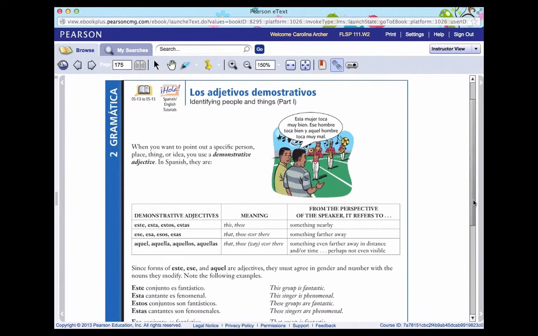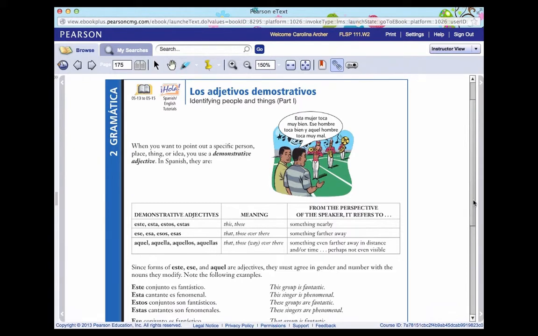Okay, so we are going to also cover los adjetivos demostrativos, okay? Identifying people and things. Demonstrative adjectives. And these are adjectives because they go together with nouns, okay? When you want to point out a specific person or a place or a thing or an idea, you use a demonstrative adjective, okay? Like this and that and these and those, all right?